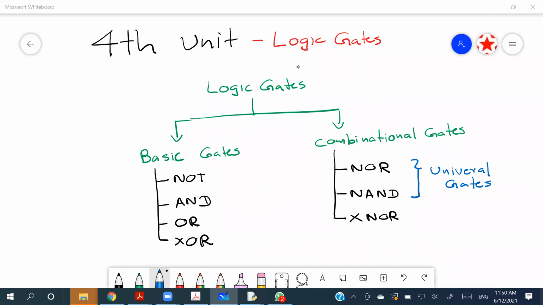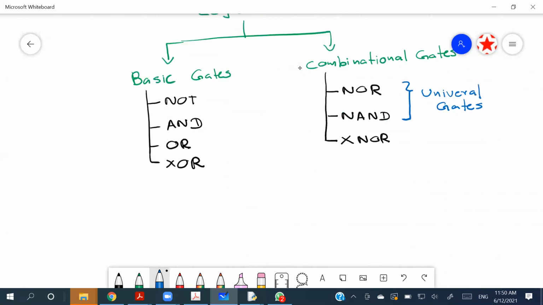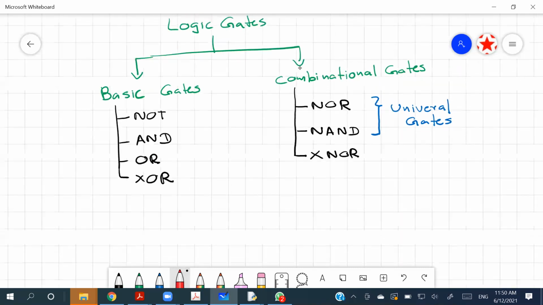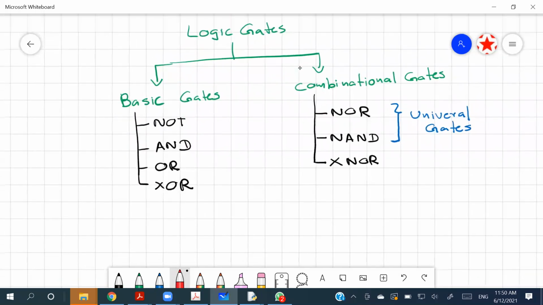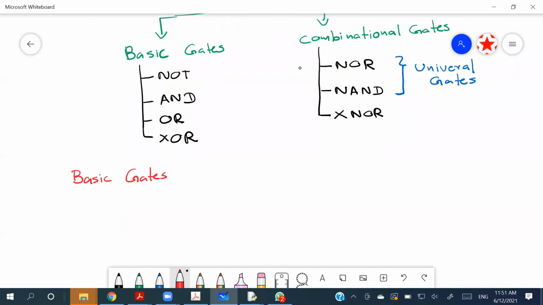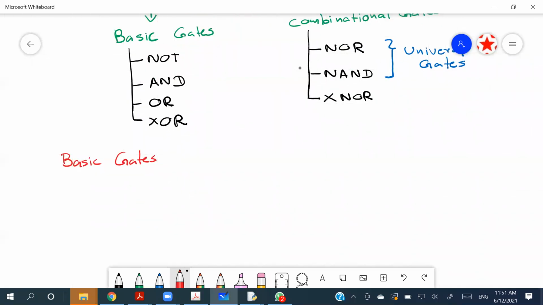Okay, so moving forward. Now here we are going to discuss the basic gates, right? So in basic gates, there are 4 types, you know, right? So the first type is NOT.